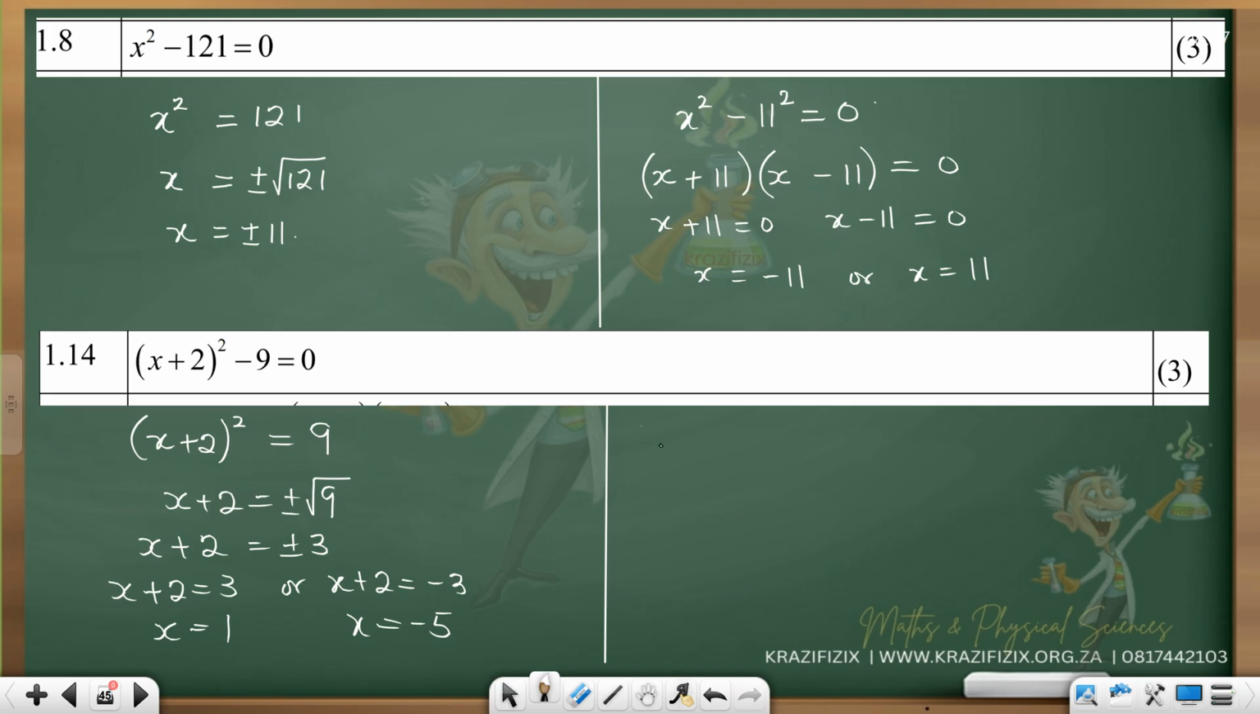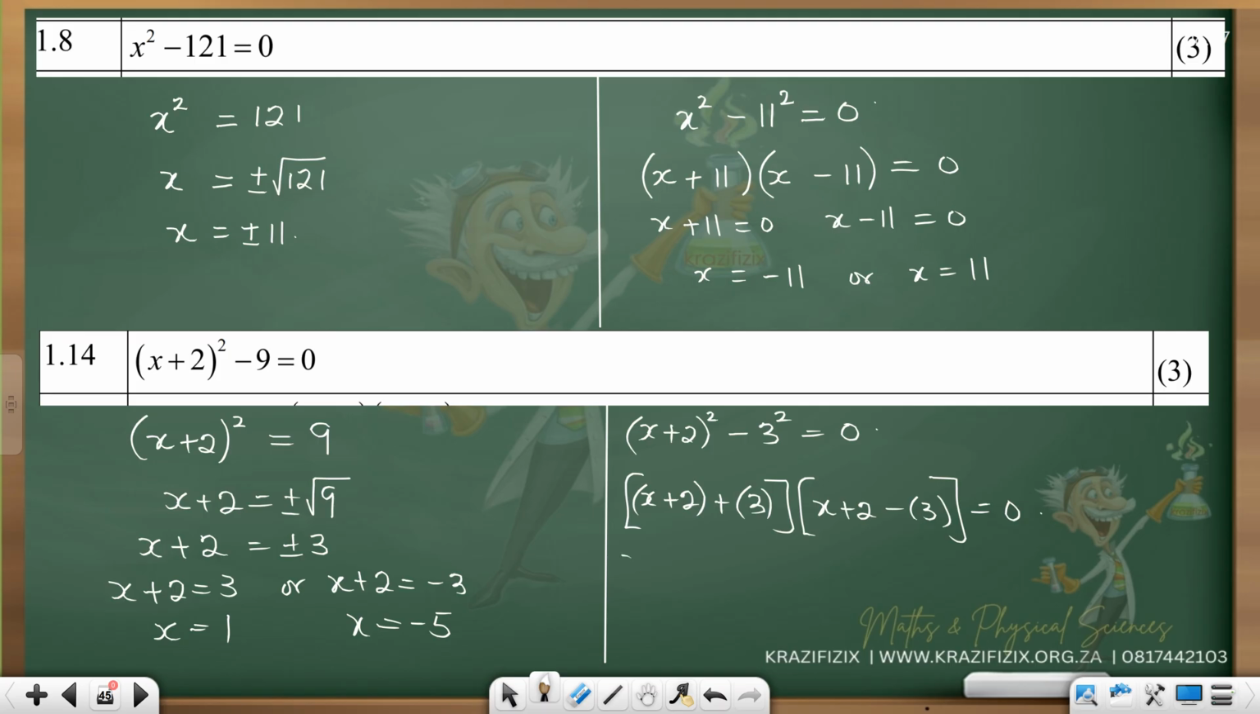What is my other way of working this out? I could quickly see this as difference of two squares. It means I'll have two brackets. In one bracket, x plus 2 plus 3, and in the other, x plus 2 minus 3.